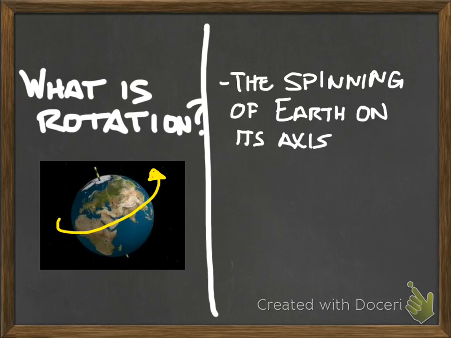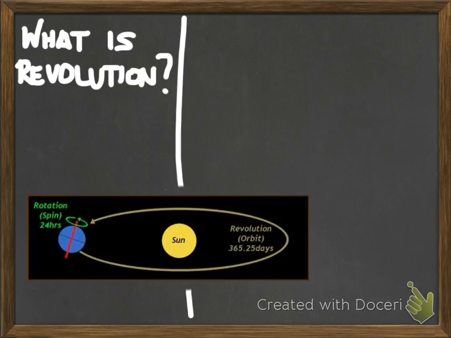Relatively straightforward. Now, rotation is a little different than revolution. I understand that both words start with an R, but please don't get them mixed up. When we're talking about rotation, it's the spinning of Earth around its axis. When we're talking about revolution, revolution is the movement of one object around another. So in talking about Earth, it's the movement of Earth around its star, which would be the sun.